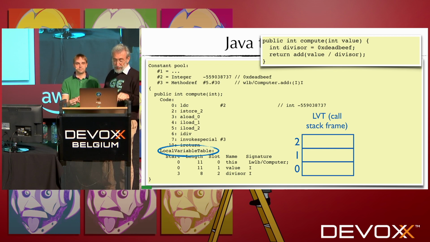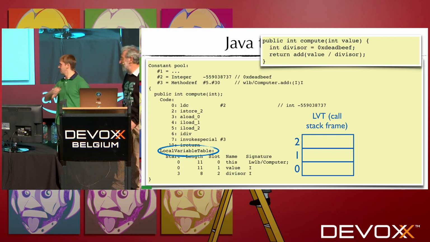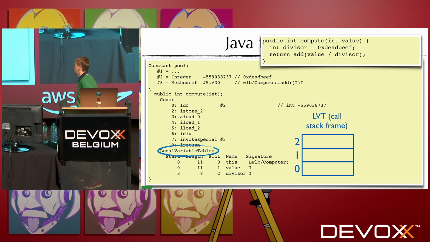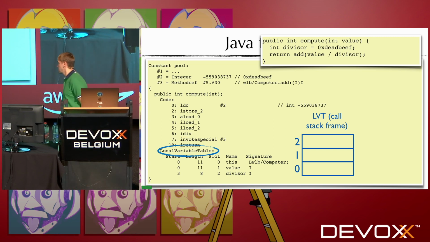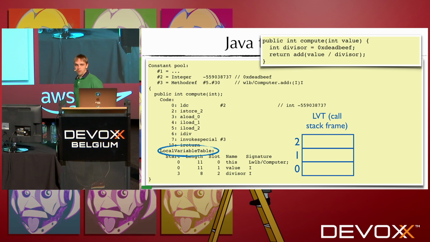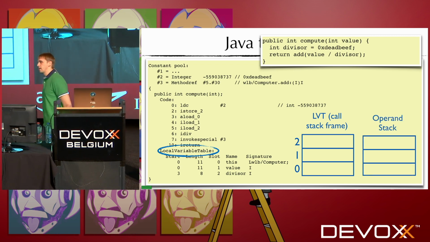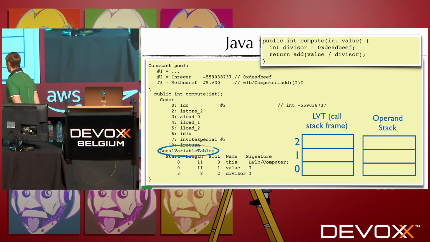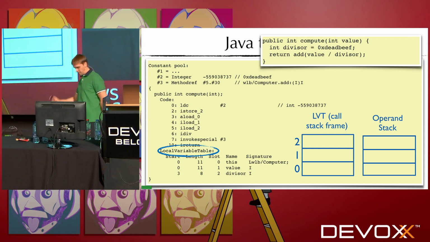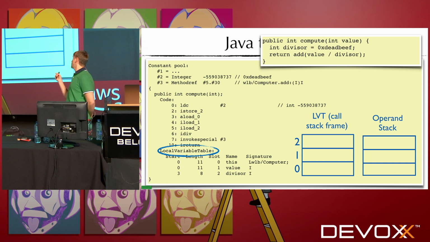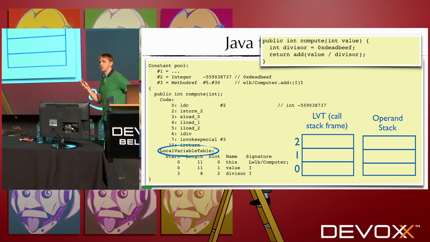Okay, so we have all the parts of the class file. Let's see what happens when we try to execute. When we execute a method, we create a call frame. And the call frame contains two bits of information. One is called the local variable array. That's where your local variables live, and the other is the operand stack, because the JVM is a stack-based machine, so it does all computations on top of the stack.